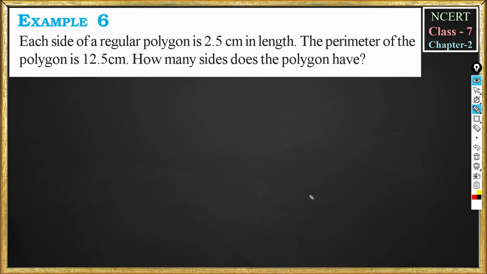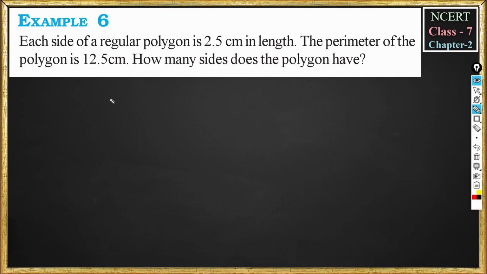Example 6. Each side of a regular polygon is 2.5 centimeters in length. The perimeter of the polygon is 12.5 centimeters. How many sides does the polygon have? We know that a polygon is a closed figure with some sides. For example, a triangle is a polygon with 3 sides. Quadrilateral is a polygon with 4 sides. Pentagon is a polygon with 5 sides. Like this, there are different polygons with different sides.